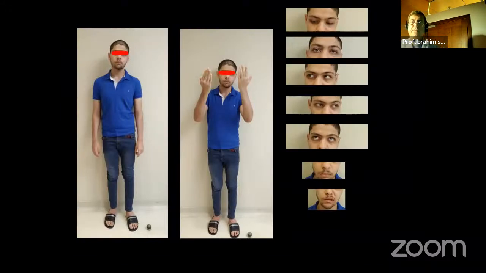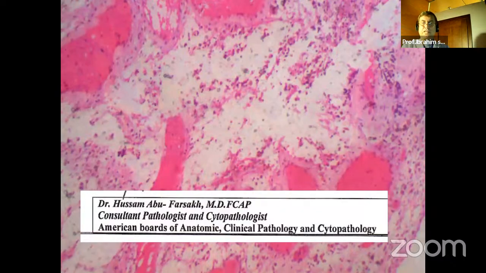And this is the patient himself. His weakness disappeared, the sixth nerve disappeared, remnant of facial weakness still there, but that recovered completely within 3 months. And this is the histology. We asked Dr. Abu Farsakh, our histopathologist, American board, to describe the pathological findings of the cavernoma.